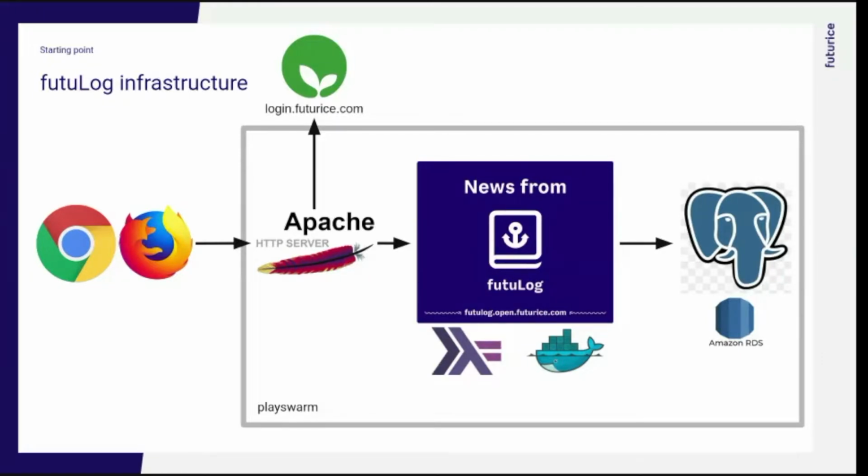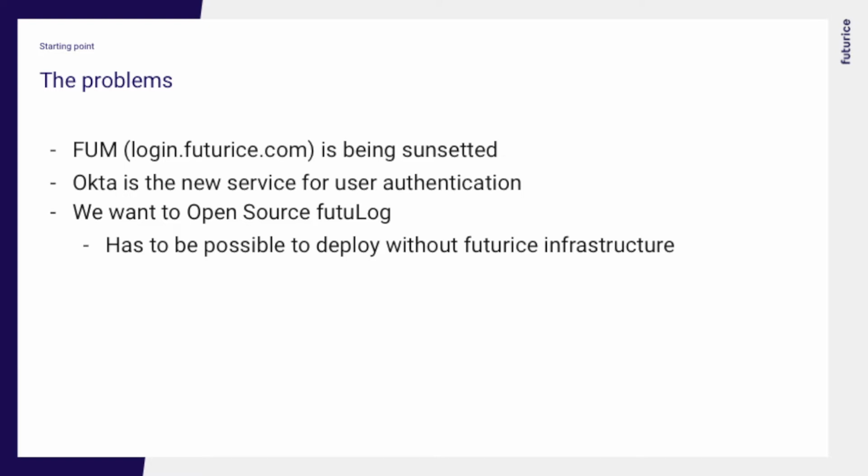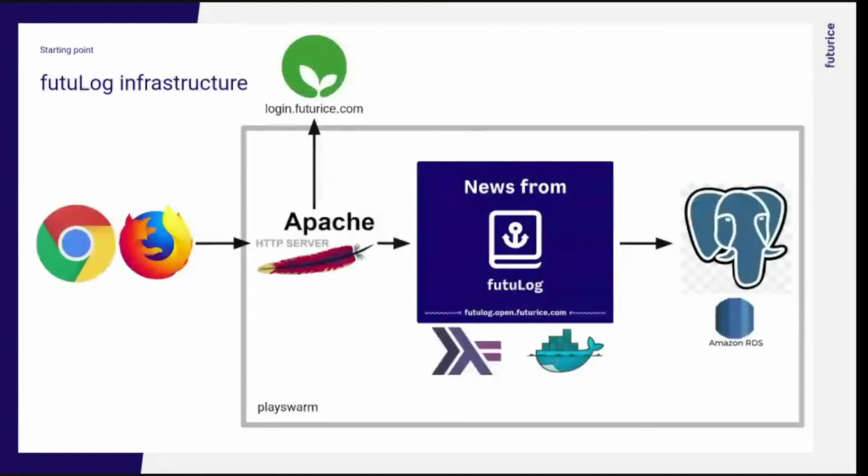So now the thing was two things. First, FUM is getting sunsetted. So everyone is moving to Okta now because that's the new login service that we use for everything for single sign-on. And the second point is we want to open source futuLog at some point, so others can use it too. In that case, it has to be possible to deploy that thing without relying on Futurice infrastructure. So we need to somehow get rid of the reliance on this Apache web server.